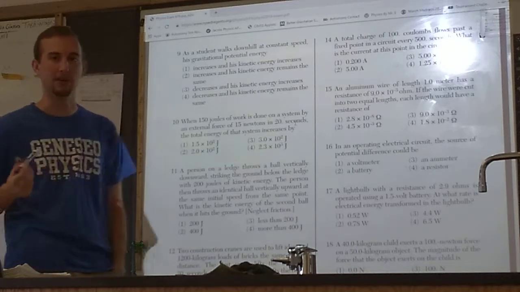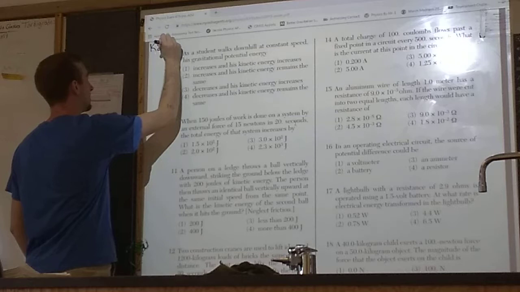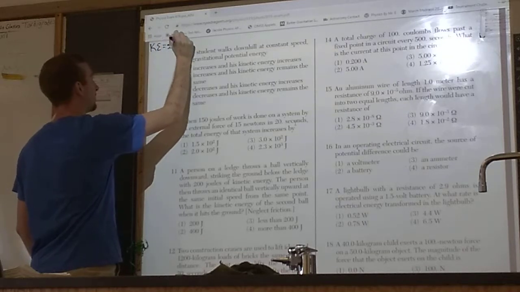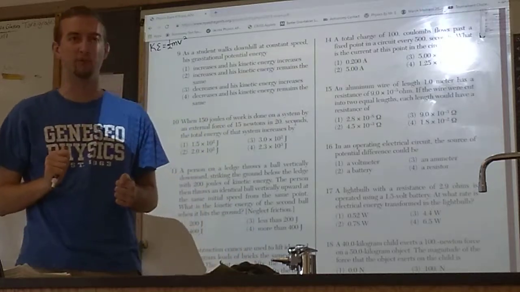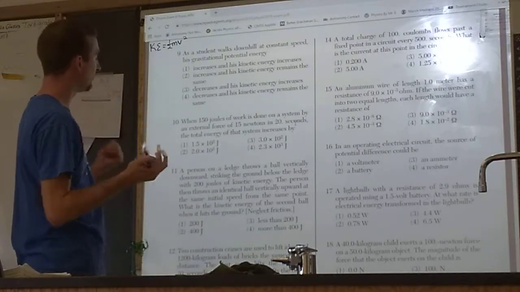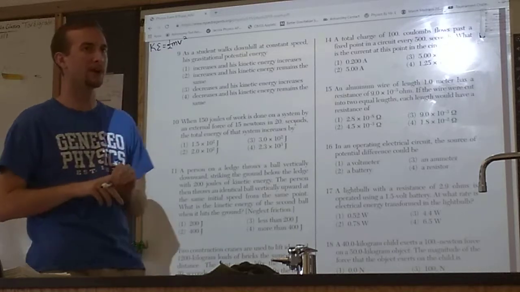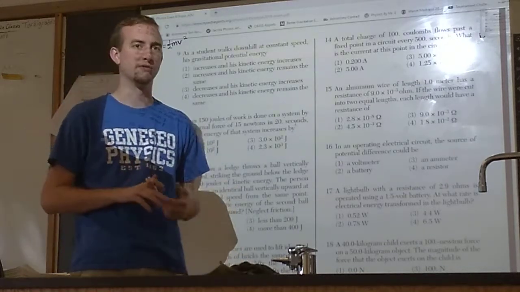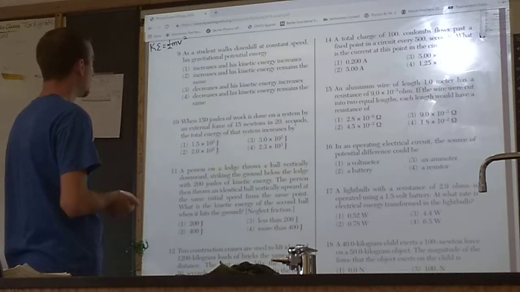Kinetic energy, the symbol is KE, the equation is 1/2 mv squared, m standing for mass, v standing for velocity. Or really speed, because kinetic energy itself is a scalar. We don't care necessarily which way something is moving, we just care that it is moving, okay?